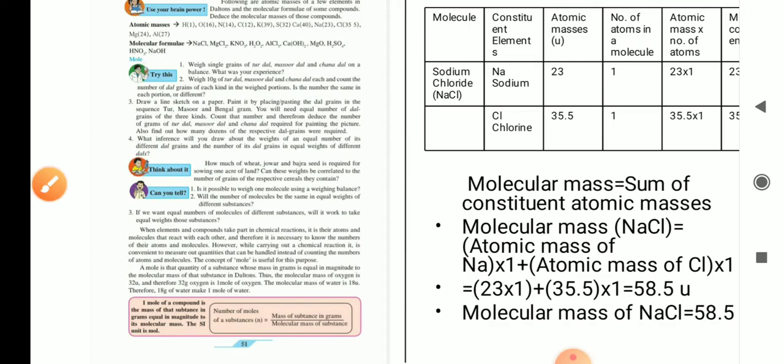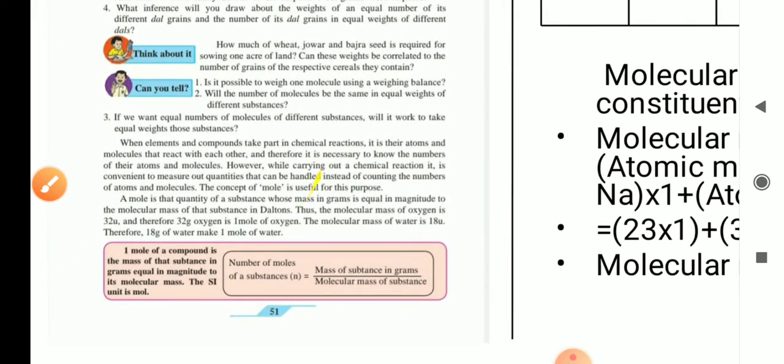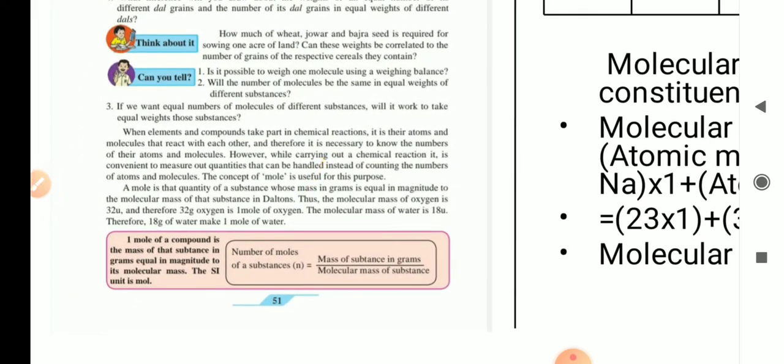Now when elements and compounds take part in chemical reactions, it is their atoms and molecules that react with each other, and therefore it is necessary to know the numbers of their atoms and molecules. However, while carrying out a chemical reaction, it is convenient to measure out quantities that can be handled instead of counting the numbers of atoms and molecules. So, the concept of mole is useful for this purpose. Now, we'll see the definition of mole.